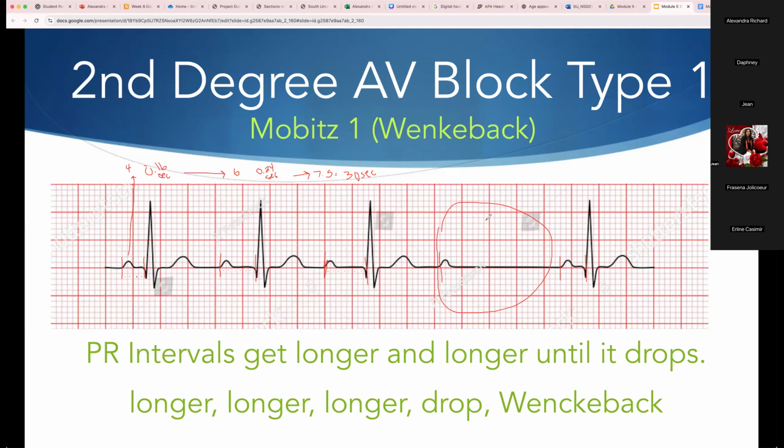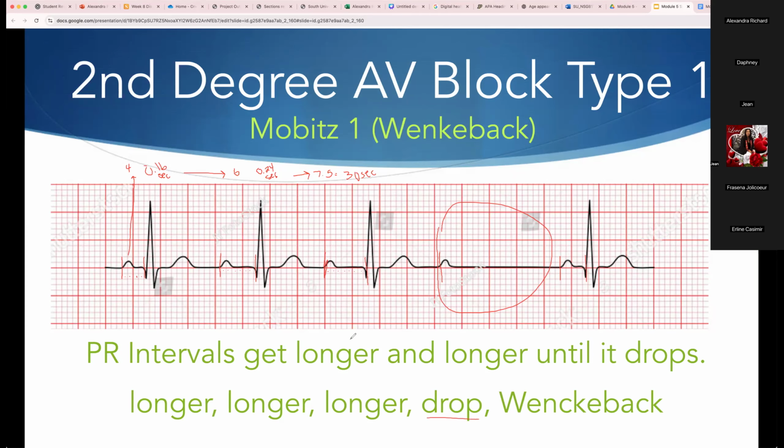So what do you think that means about the communication between the atria and the ventricles if you only see atrial activity? The QRS and the T wave are gone. What do you think happened with the communication? It got blocked. There you go. Or it dropped, right? Sometimes they say blocked or dropped, right? So here they call it drop, right?